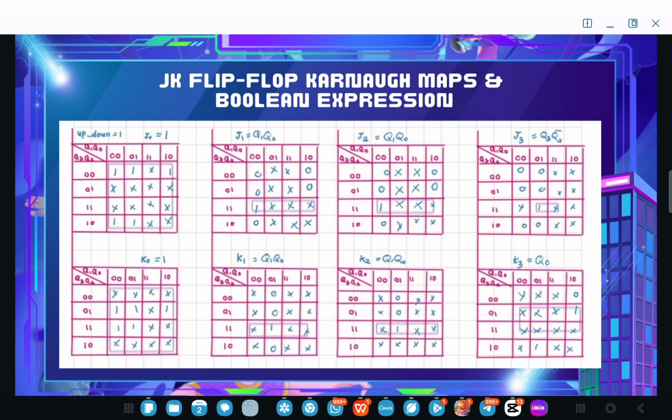These Boolean expressions are then used to design the actual circuit using logic gates like AND, OR, and NOT. By using the expressions, we can connect the flip-flops correctly to build the up and down mode counter and make sure it works as expected.